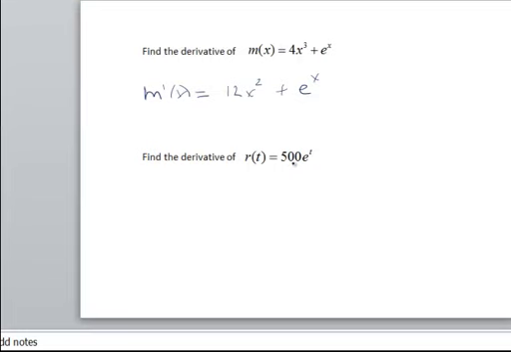So multiplying it by 500 is the same thing as just taking 500 times whatever the derivative of e to the t is. So r prime of t is going to be equal to 500 times, what's the derivative of e to the t? E to the t. Alright, simple enough. Oh, logarithms.